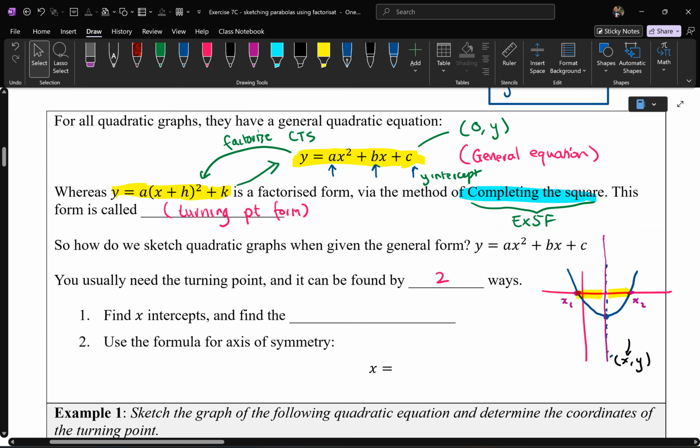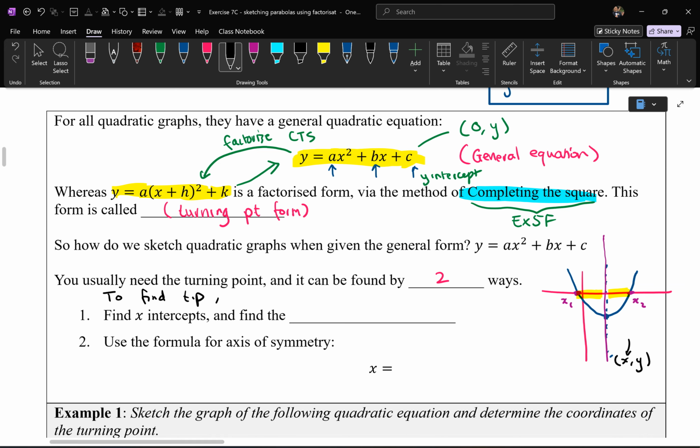So this is what I want you to copy down. To find turning point, right on the side. To find turning point, there are two ways. Method 1. Find x-intercepts and find the middle of x-intercepts. That's method 1.